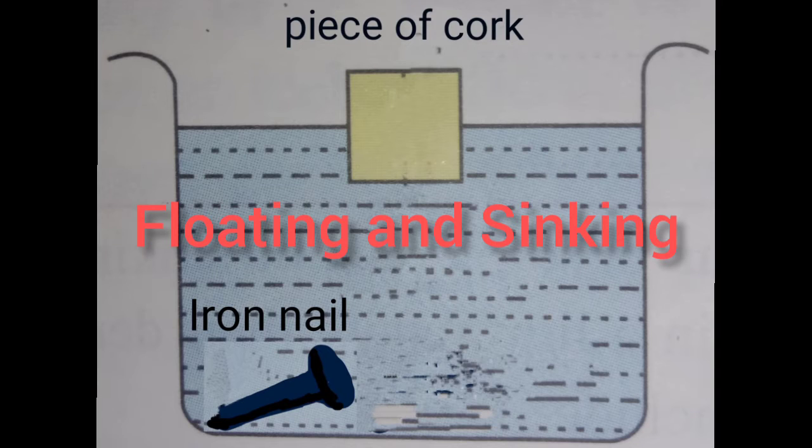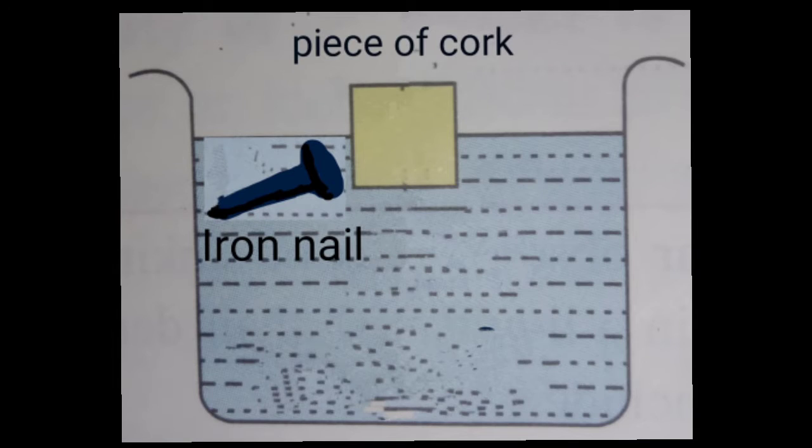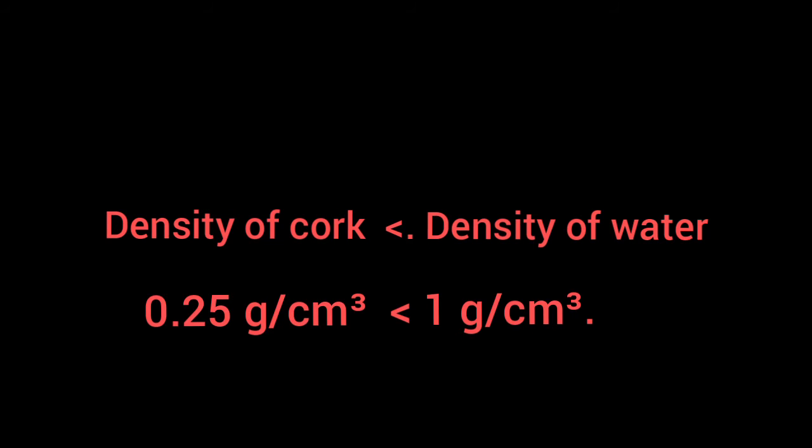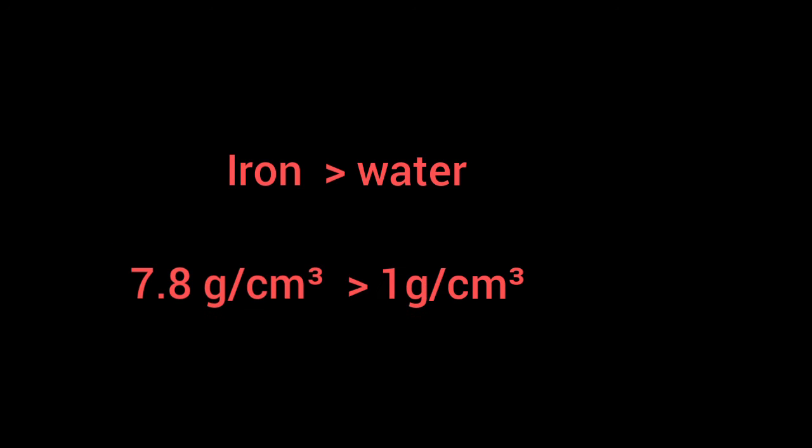Let's see what floating and sinking are. If we place a piece of cork and an iron nail on the surface of water, we notice that the cork floats while the nail sinks. This is because the density of cork is less than the density of water, while the density of iron, of which the nail is made, is more than the density of water.